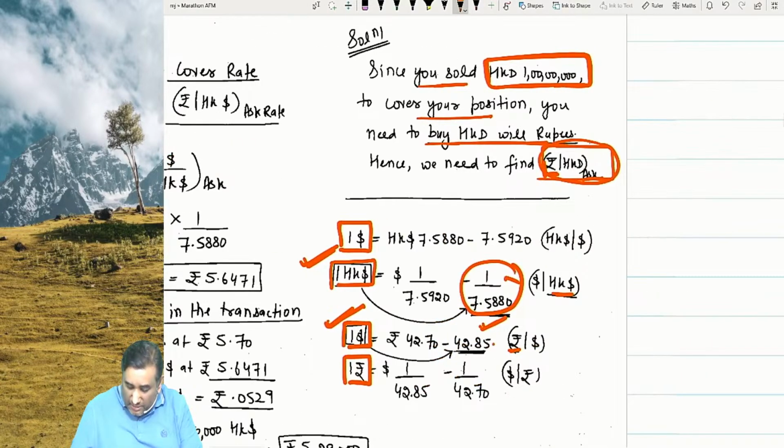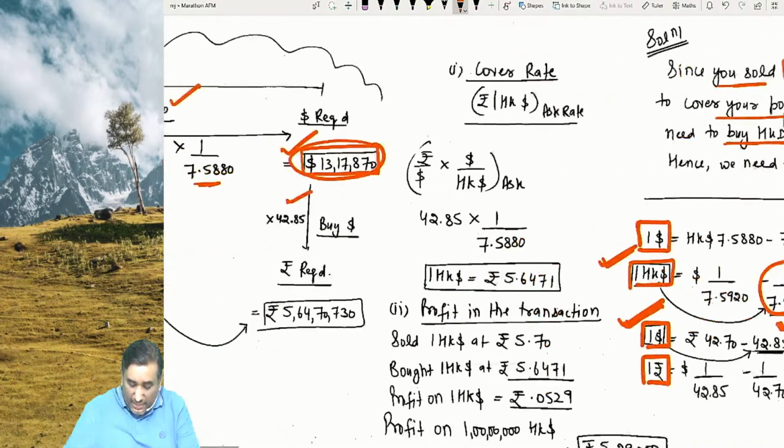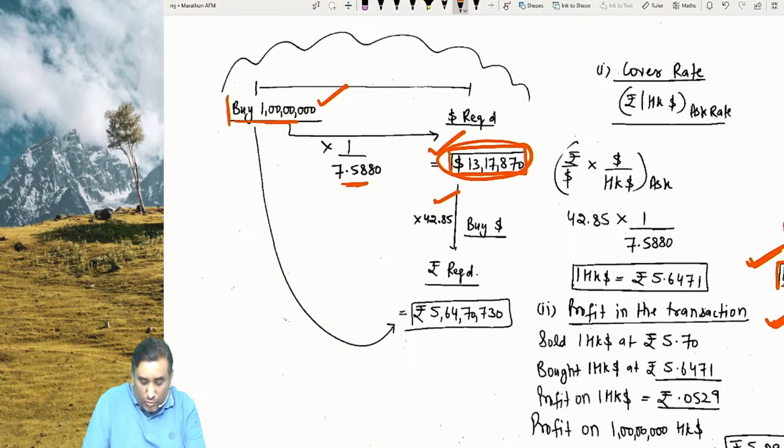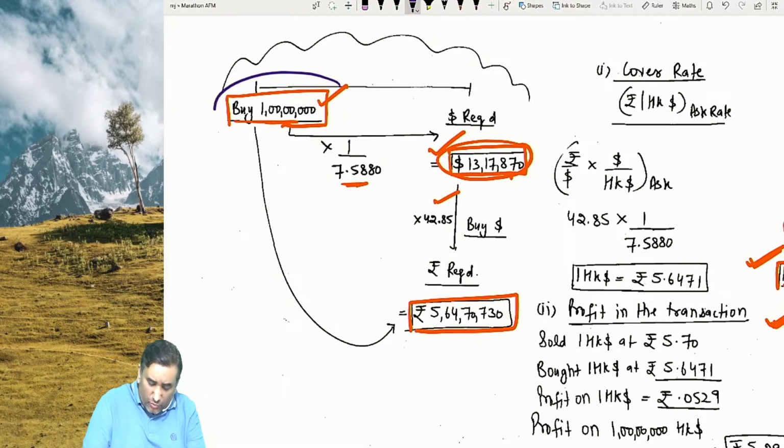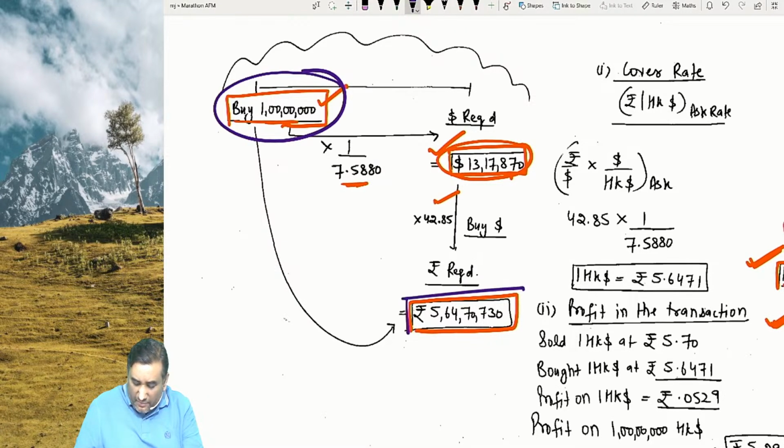Actually, if you look at this also, you're multiplying these two only. The objective is to buy HKD, for which you need dollars. Once dollar is a confirmed currency, to buy dollar you need rupee. Once you multiply both of them, you get the cross currency rate. To buy 1 crore HKD you need $13,17,870, and to buy these dollars you need rupee 564.7730. It's as good as saying that to buy 1 crore HKD, the rupee requirement would be 5 crore 64 lakh 70 thousand 730.